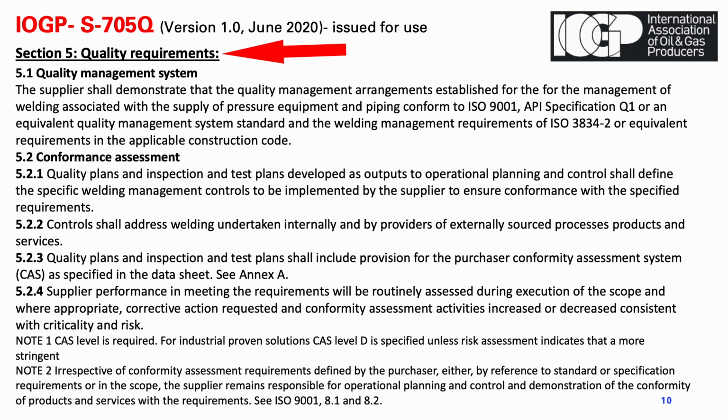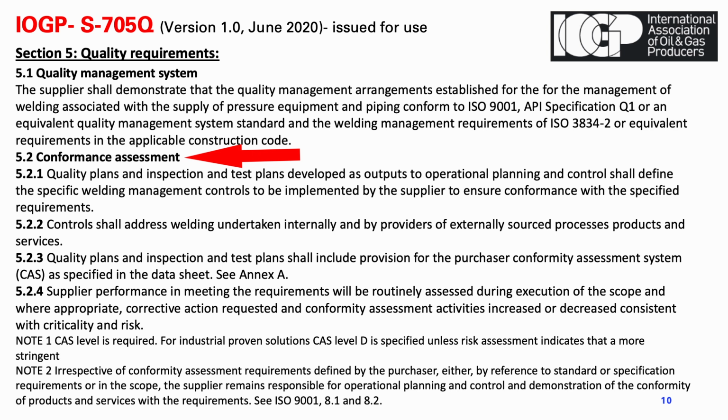5.2 is the conformance assessment. Quality plans and inspection and test plans developed as outputs to operational planning and controls shall define the specific welding management controls to be implemented by the supplier to ensure conformance with the specified requirements. 5.2.2: the controls shall address welding undertaken internally and by providers or externally sourced processes, products and services.